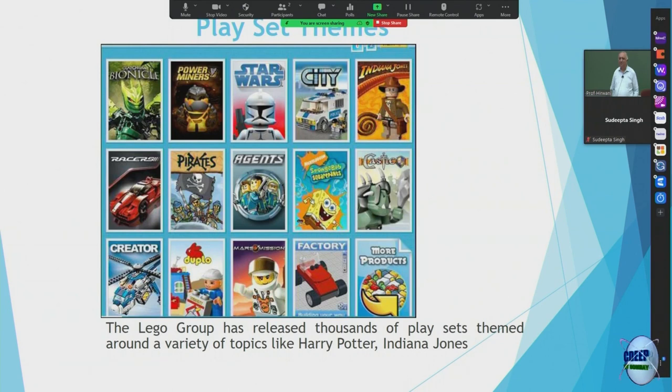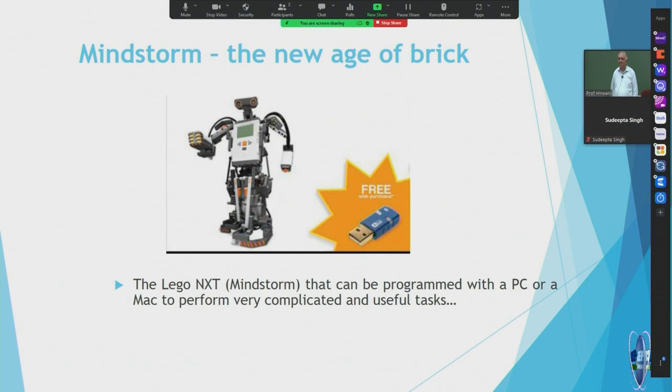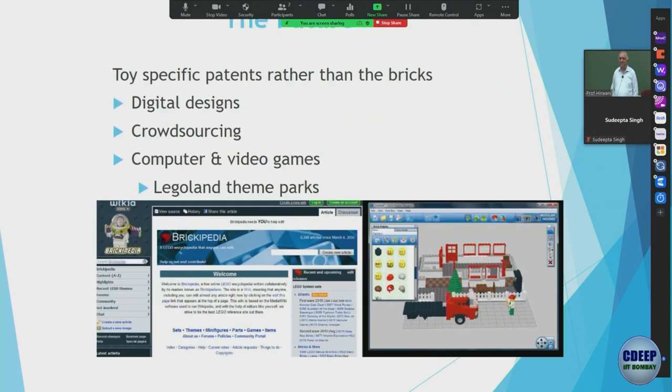And then Lego kept on moving with technology. From that, they got into play sets themed around a variety of topics, Harry Potter, Indiana Jones, and they got copyrights. Then they got into programmed toys, where they also got patents. Digital designs, they started crowdsourcing, computer video games, each with different IP rights, you know. So, looking at functional, you put patent, you put copyrights, you put trademarks. So, multiple IP rights you protect. So, we always say Lego tries to protect in perpetuity.